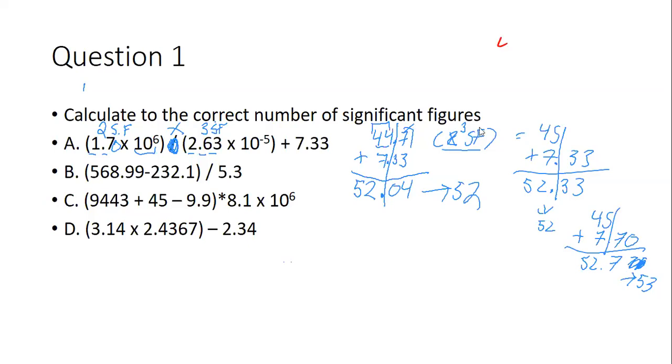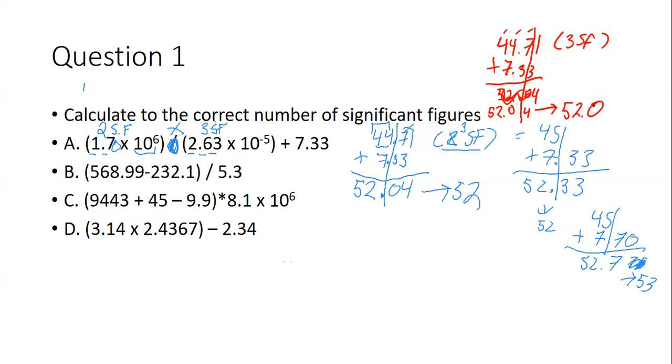I would write 44.71 plus 7.33. And if I said this is 3 sig figs, I would draw my line after the 7 because 1, 2, 3. Then I would add it: 52.04. Oh, sorry, I did my line wrong. 52.04. My answer is 52.0, if that was the case, but that wasn't the case.